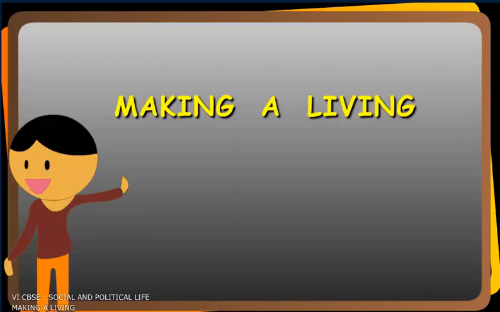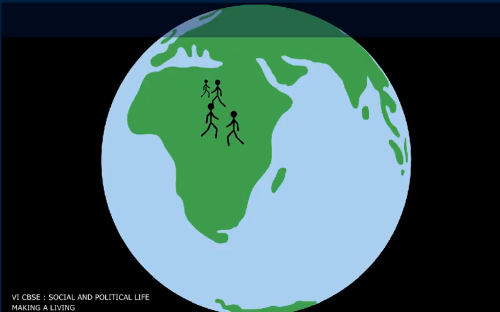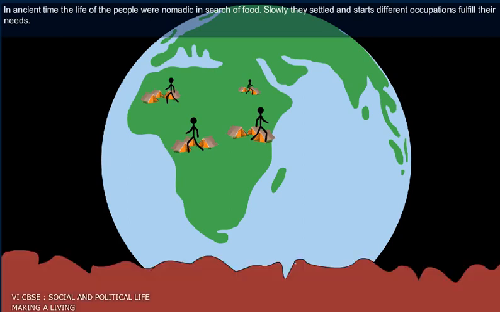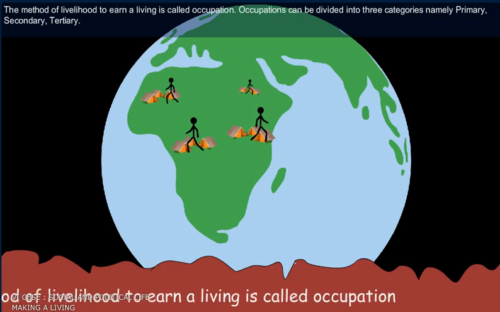Making a living. Let's generate ideas about the different types of occupation and the basic differences between the rural and urban livelihoods. In ancient times, the people were nomadic, in search of food. Slowly, they settled and started different occupations to fulfill their needs. The method of livelihood to earn a living is called occupation.